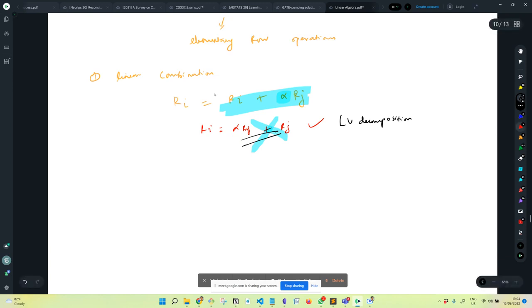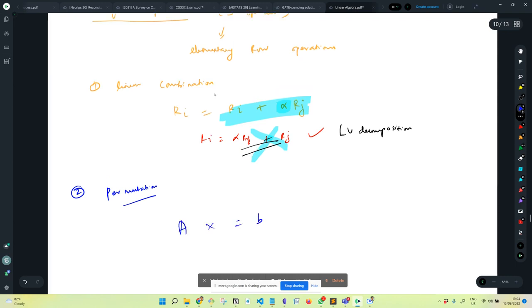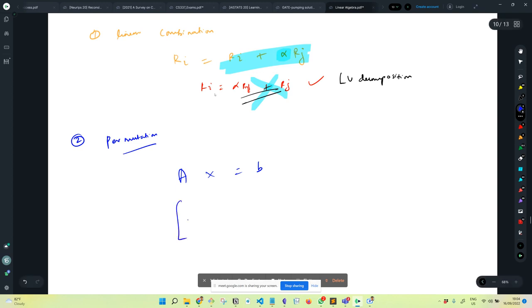Then the second operation that we saw was permutation. What is permutation? Given matrix A, Ax equal to b, or the augmented matrix [A, b], you can interchange the rows of the matrix in any which way you want. And one more thing I told you, in Ax equal to b, you should not interchange the rows of x. Do not interchange the rows of x.